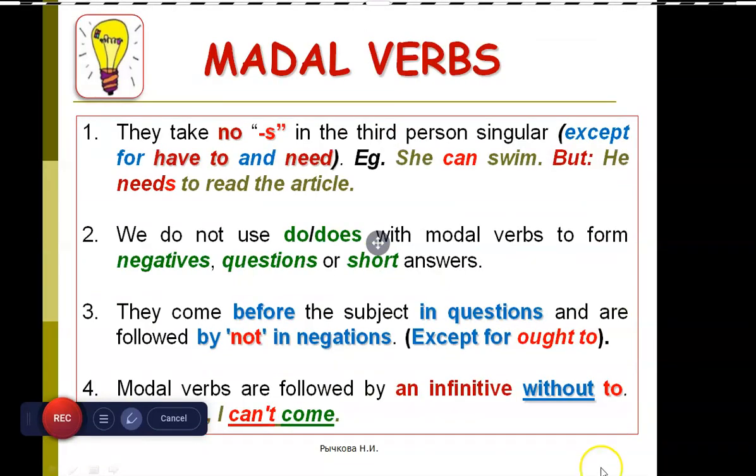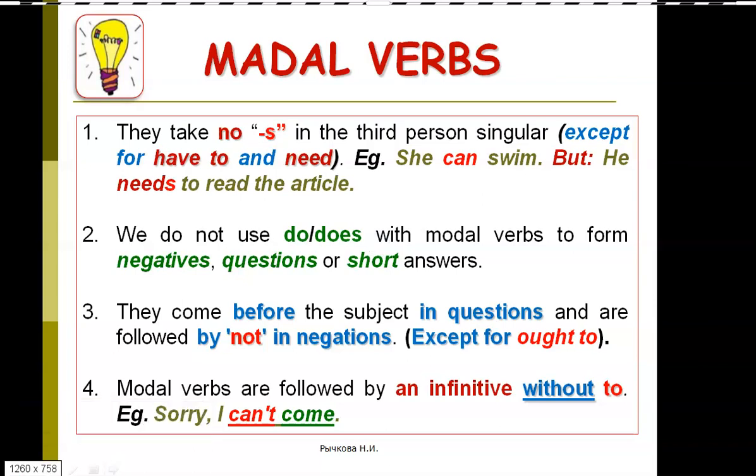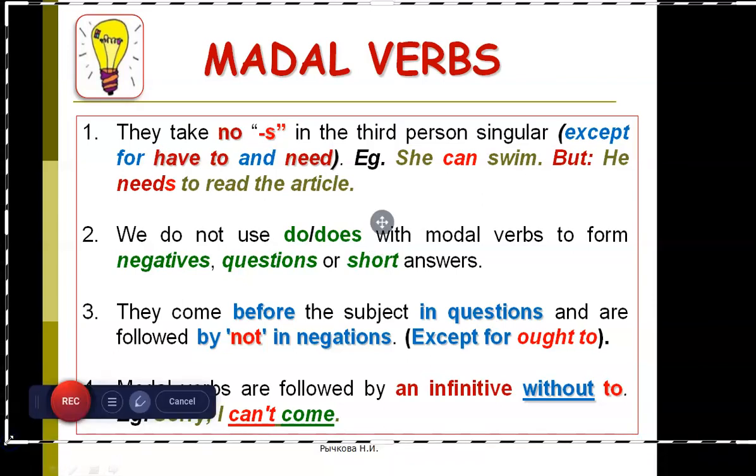So, modal verbs take no -s in the third person singular, except for have to and need. She can swim, but he needs to read the article, yes?